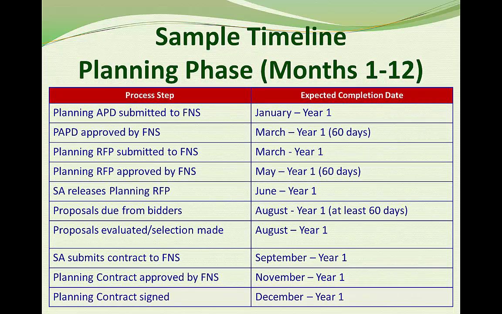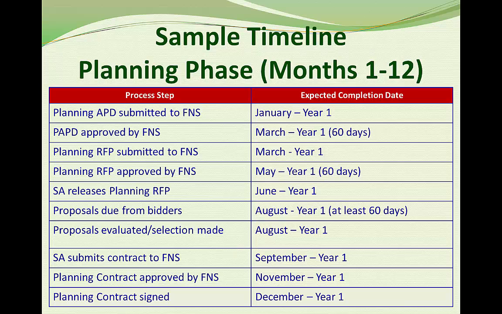Let's say that the state agency has decided to begin planning and submits a planning APD to FNS in January. FNS has up to 60 days to respond, and assuming the document is well written and contains all the necessary information, it will be approved. That takes us to March. Let's assume that the state promptly submits an RFP to hire a planning contractor to help out, also in March, and that it too is well written and contains all the required components. So FNS is able to approve it on the first review. That takes us to May.